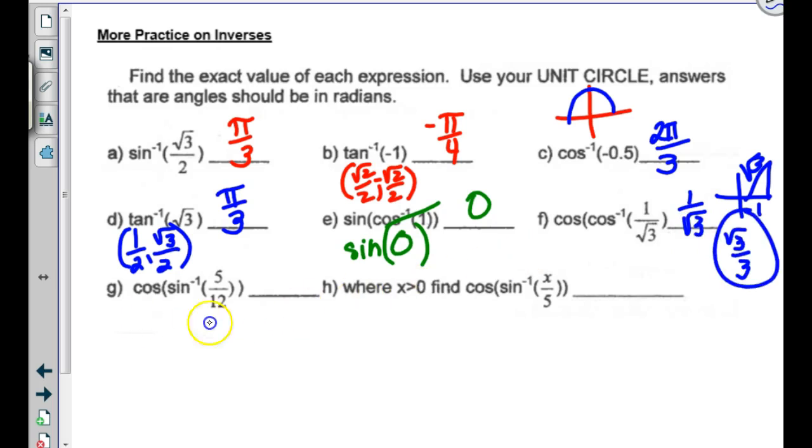Okay, is this a draw one? Yeah. Okay, so it's positive. I draw it in quadrant 1. Sine is opposite over hypotenuse. They're trying to trick me.